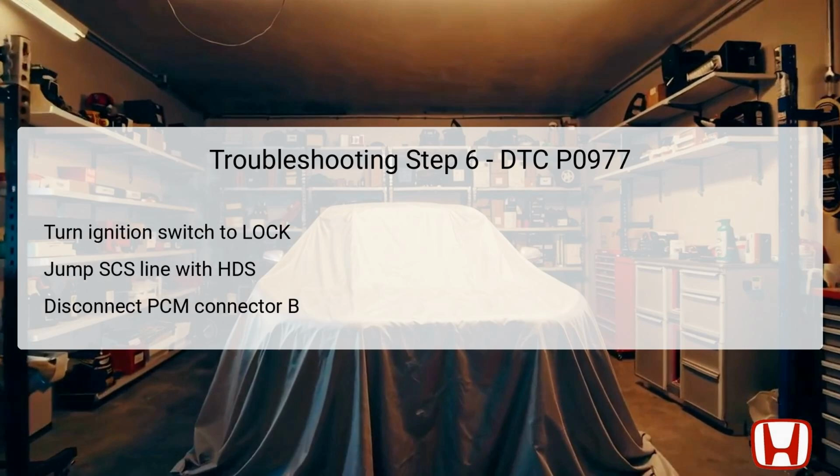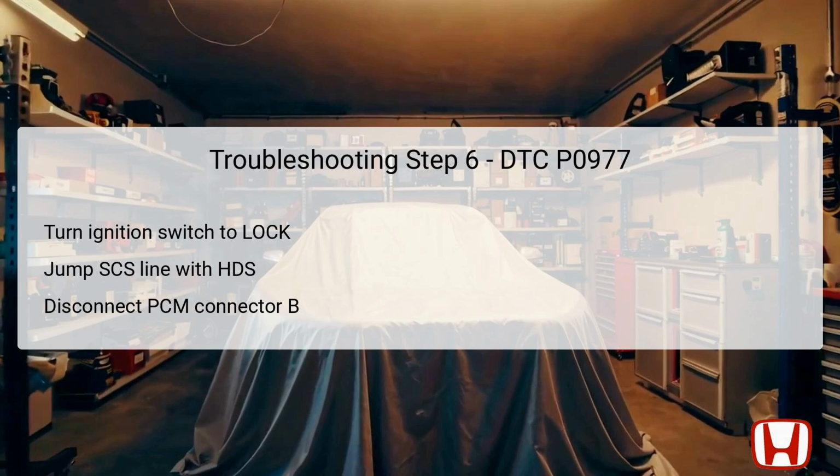To correctly troubleshoot DTC P0977, start by turning the ignition switch to the lock position. This is essential for ensuring safety during electrical diagnostics. Afterward, you will jump the SCS line, or the service check signal line, using the HDS. By doing so, you will temporarily override certain conditions for diagnostic testing.